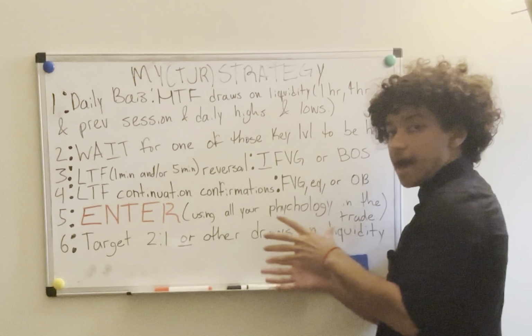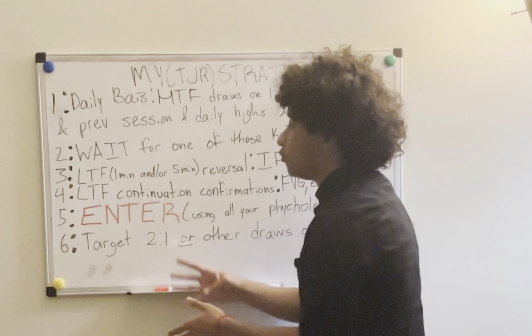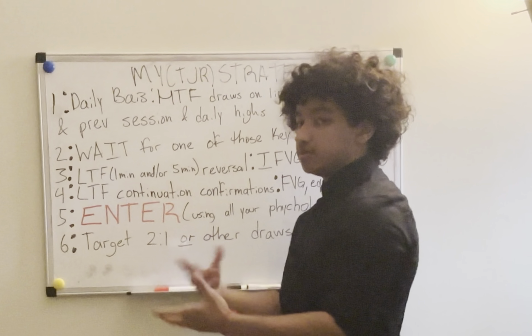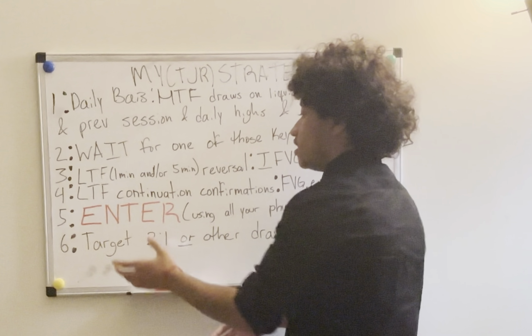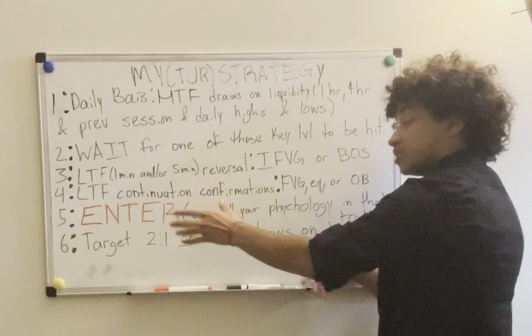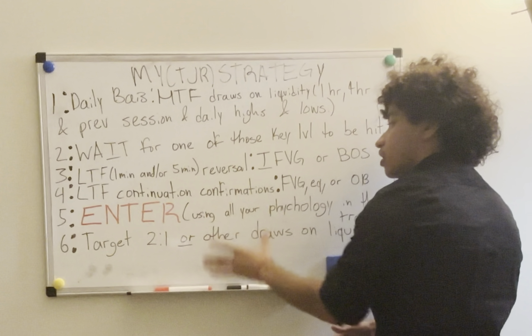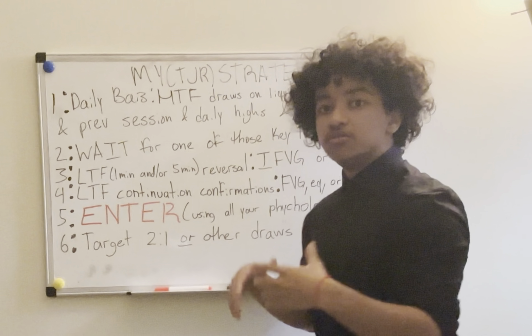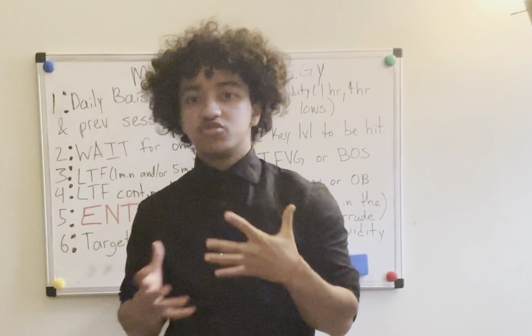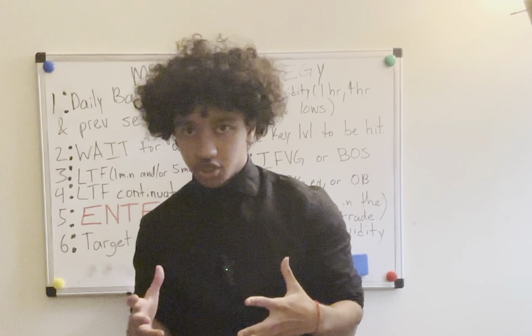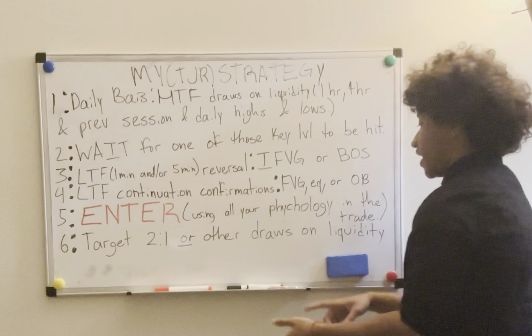All right, so once one of these happens, step number 4, a low time frame, so the 1 minute or the 5 minute, continuation confirmation. So what does that mean? The retracement tools. You want to use those retracement tools I've been teaching you. Simple. Look for a fair value gap, an equilibrium, or an order block.